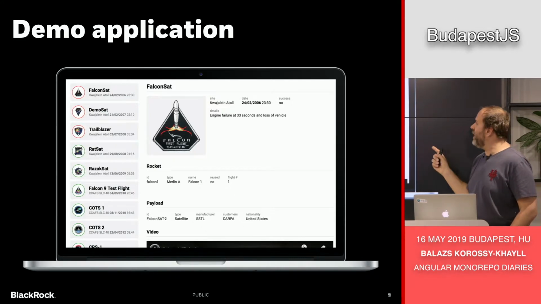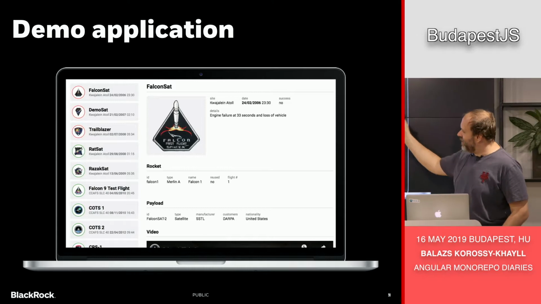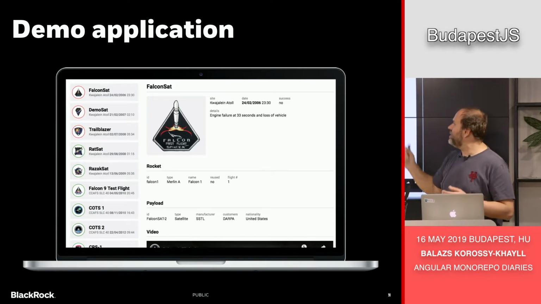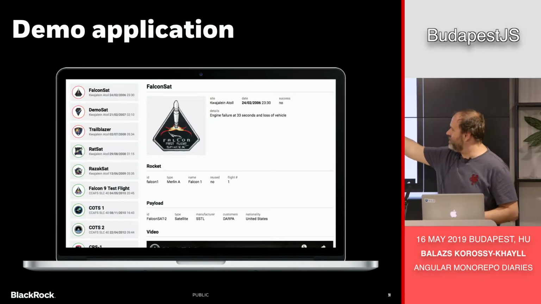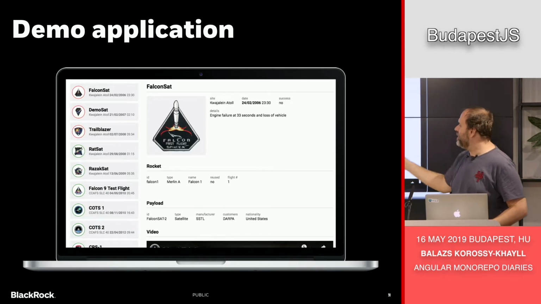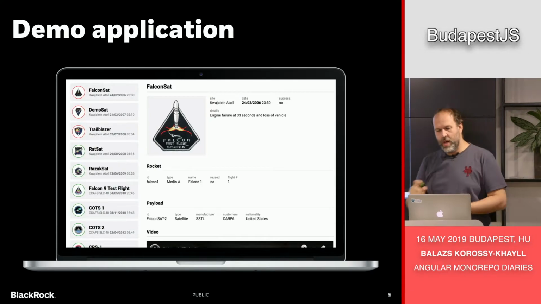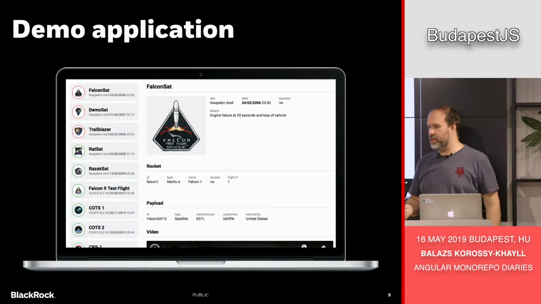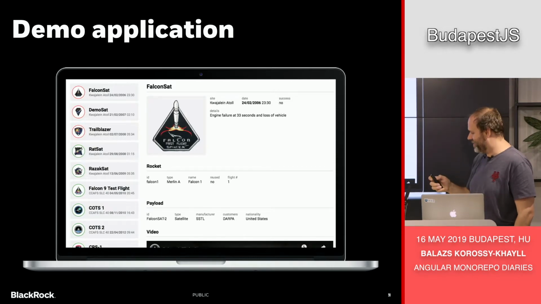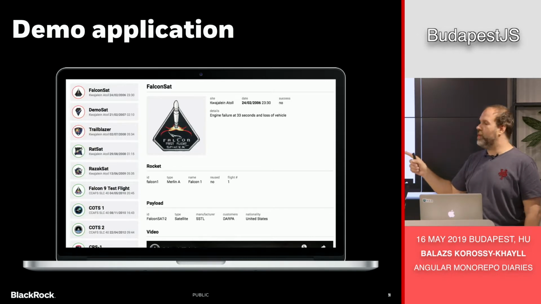So for this talk, with some help of my colleagues, I developed this application because everybody loves SpaceX. This application lists the rocket launches of SpaceX and can display some detailed information about them. It's a very nice application. It's out there on GitHub, and I will give you the URL at the end of the talk. OK, so one more thing.